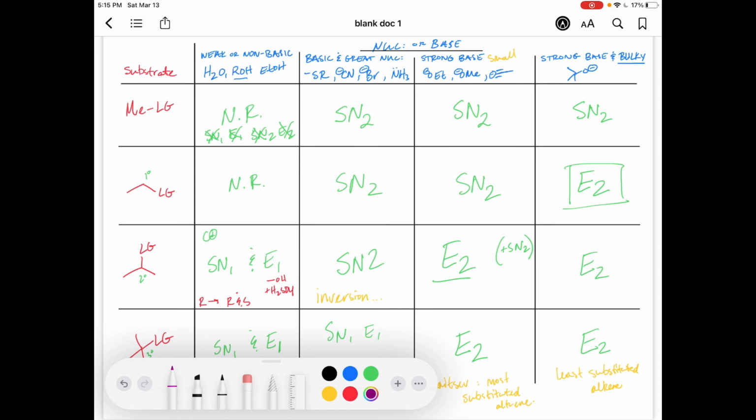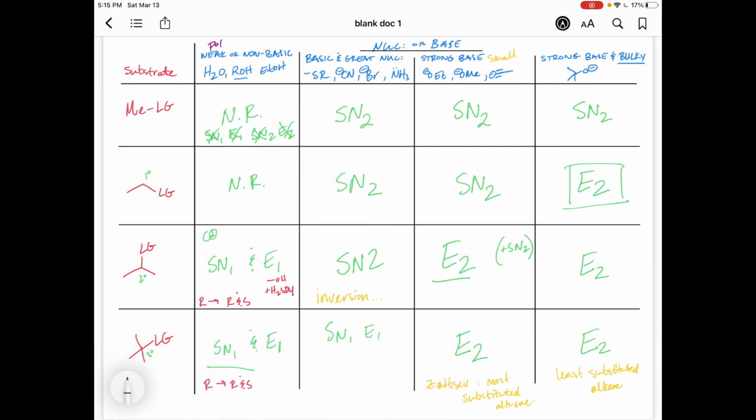So on this top left, this weak or non-basic, we're looking at polar protic. We typically use polar aprotic here. And you can kind of decide what's going on also with the solvents in mind. But remember that the nucleophile and base in conjunction with the substrate, those are our two main things that are dictating what's going on with the reaction. Solvent tends to just affect the rate.